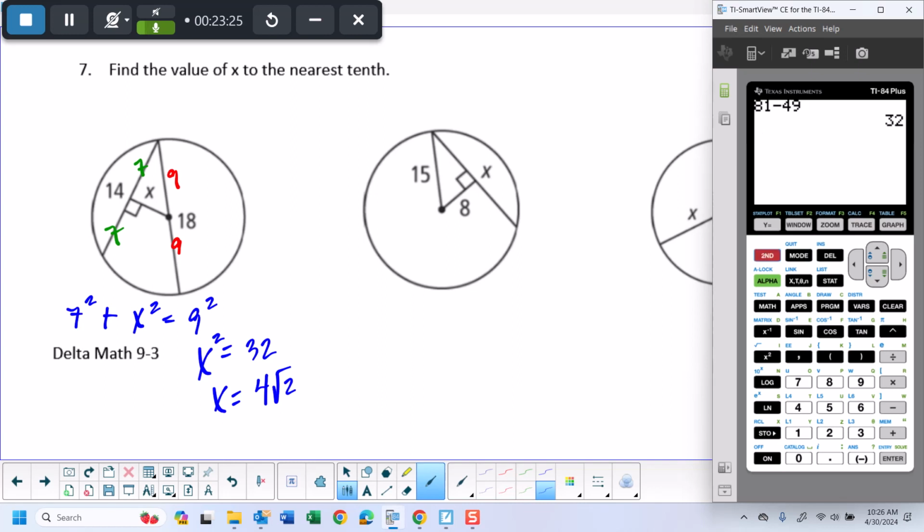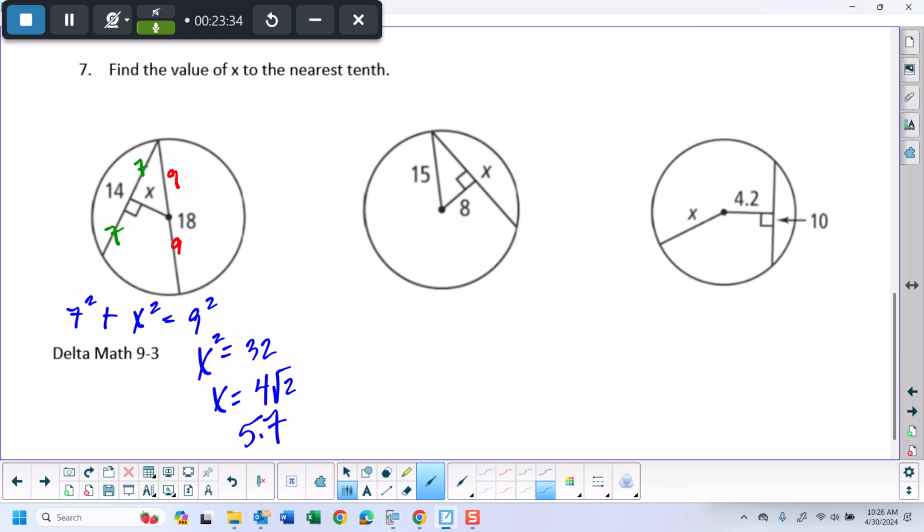Second radical 32, 5.7 units. Does that look good to you? Okay.